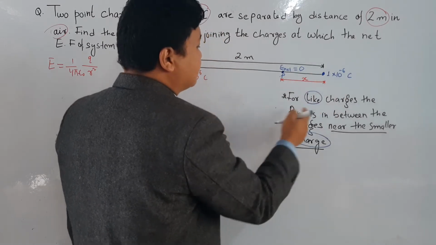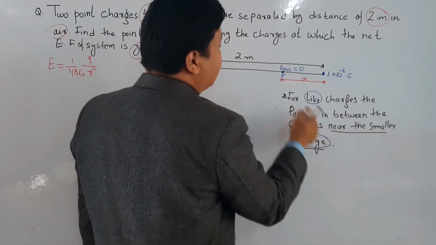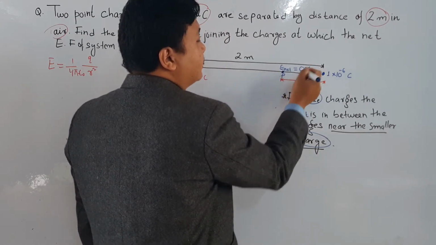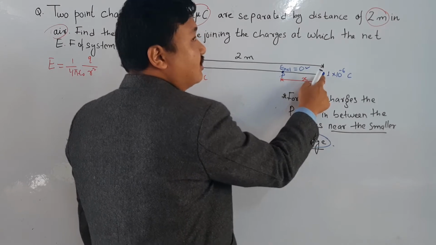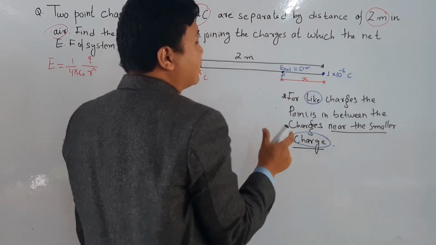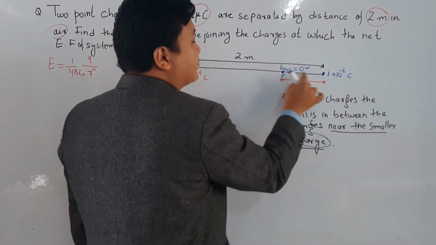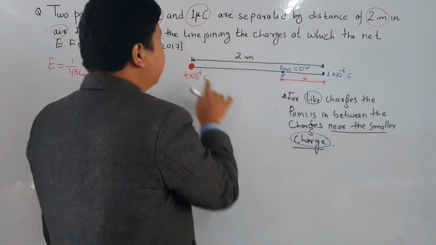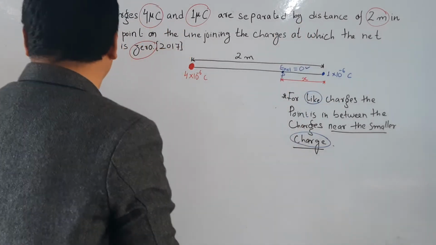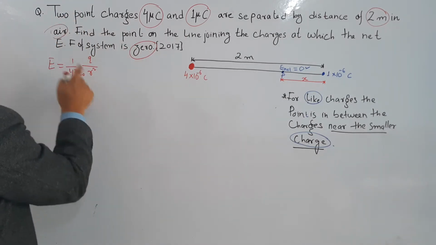Positive charges, point is between the charges near the smaller charge, and this P is the point at which E net is equal to 0. It is near the smaller charge, and separation is x from this charge. One is a smaller charge, so the distance from this is very close compared to this one. Okay, it has to be closer to this charge. So the formula of electric field is E equal to 1 by 4 pi epsilon naught Q by R square.